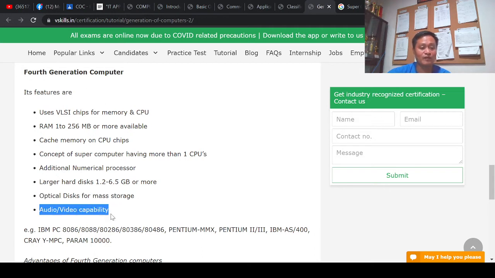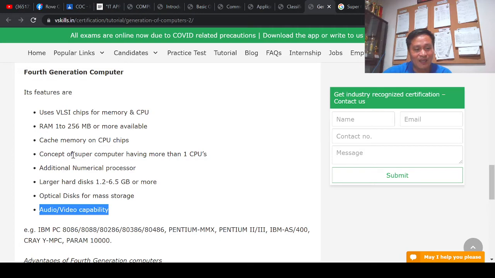There's now audio and video capability. The screen is so good, not pixelated. The audio is stereo and so nice to hear. So those are the fourth generation. We have now these computers. Our computers now are part of the fourth generation computers. Smaller, slim, less heat, and it takes less electricity.